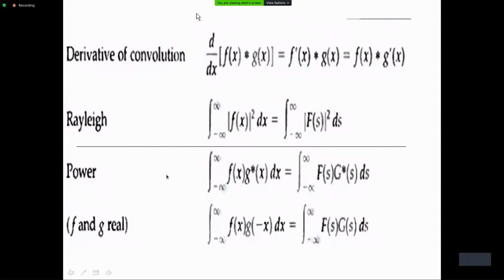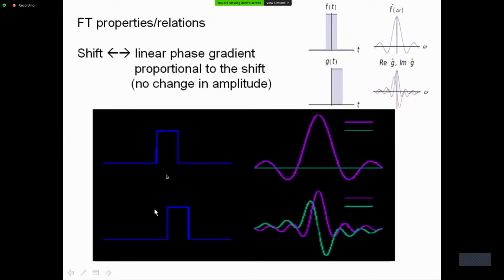Then there is this Rayleigh theorem, which is also known as Parseval's theorem. And this is simply a statement of conservation of energy. There are other variants of it in terms of how the power is computed, cross power, and how that translates in the other domain. All right. So these are simple examples.